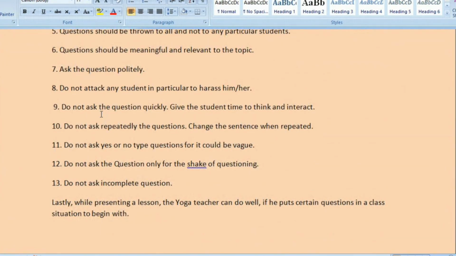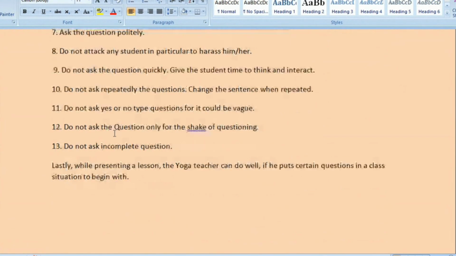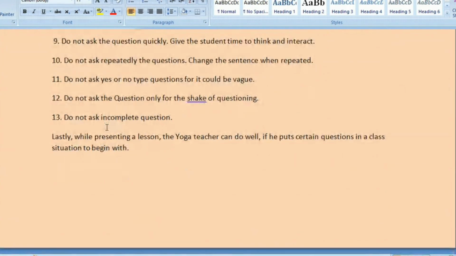Don't ask questions quickly. Give the student time to think and interact. Do not ask the question repeatedly. Change the sentence when repeated. Don't ask yes or no type questions, for it could be vague. Don't ask the question only for the sake of questioning.